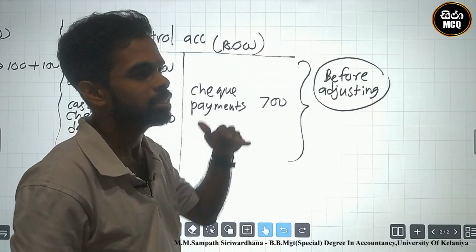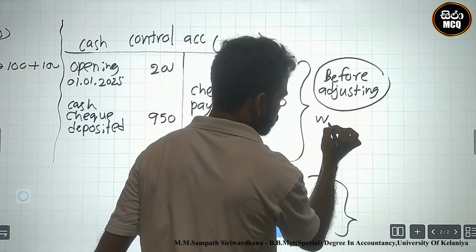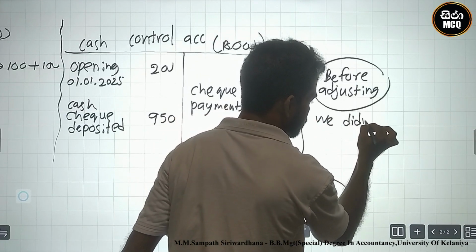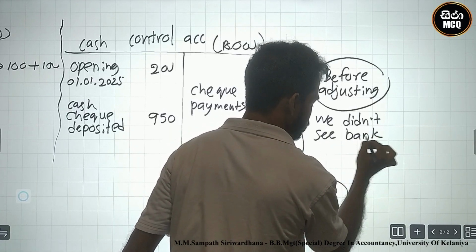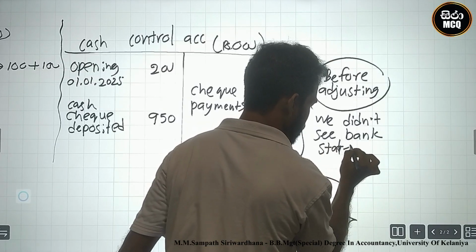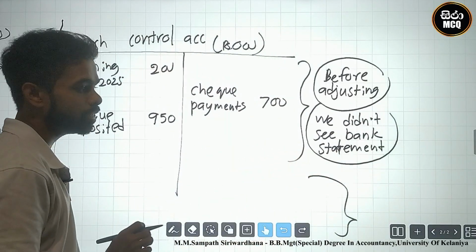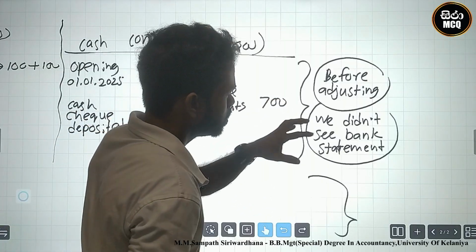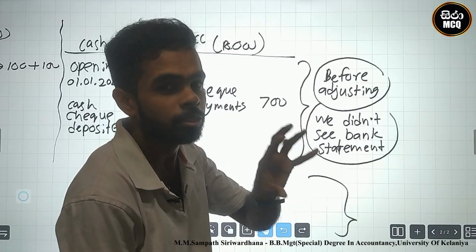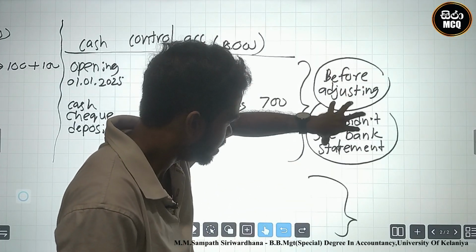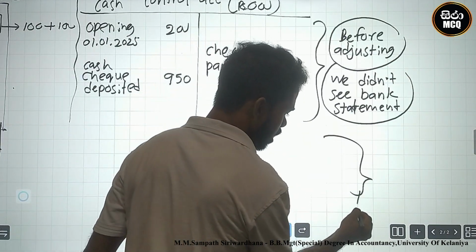There is before adjusting. The adjusting is, we didn't see the bank statement. Therefore, current situation is there. Okay. Before adjusting means the bank statement was not received in the current situation. After that, the bank statement was received, we must adjust our account.